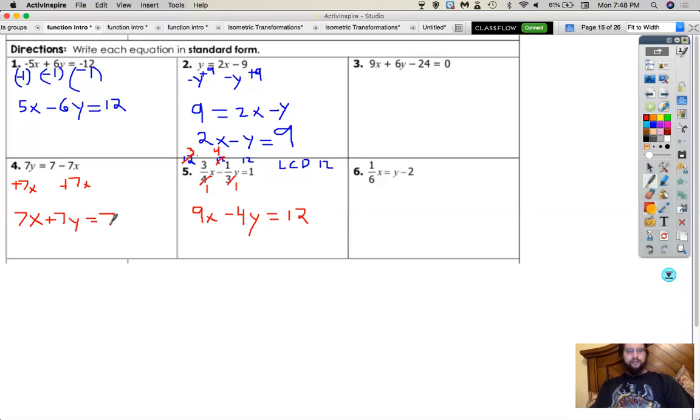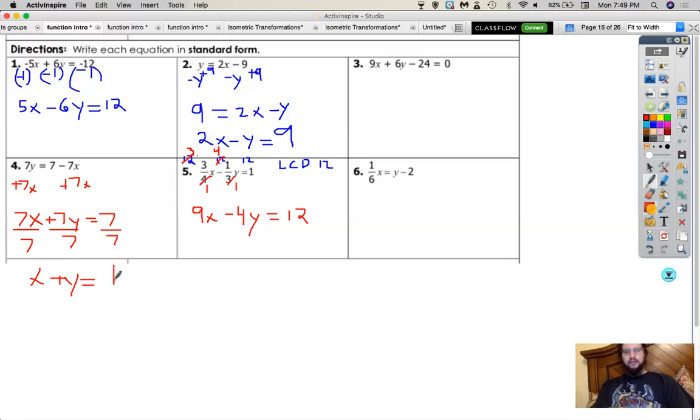7. So let's see. Positive, no fractions. It's in the right order. But look, all of them have a 7 in them. So I need to divide each and every one of these by 7. x plus y equals 1.